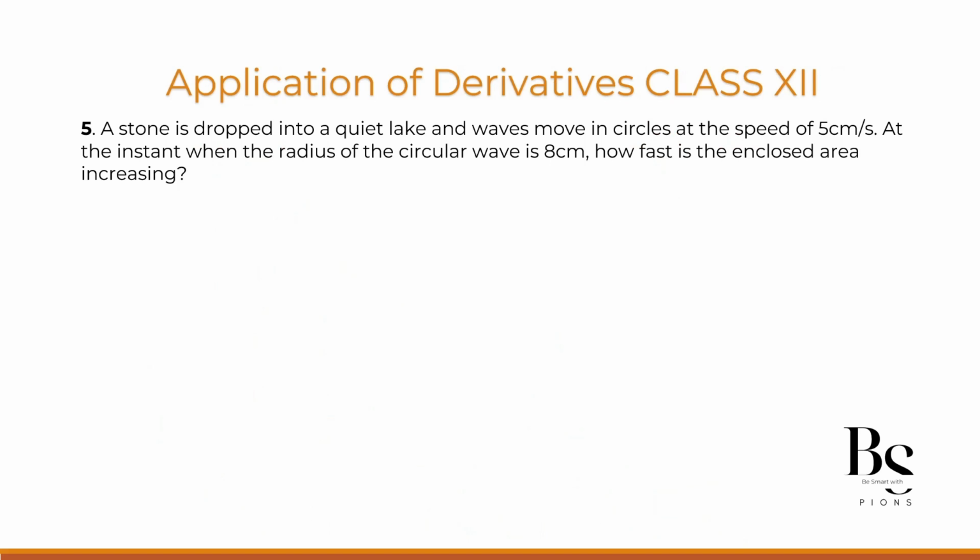Our next question says a stone is dropped into a quiet lake and waves move in circles at the speed of 5 centimeter per second. So the speed here, let me write it as s, is 5 centimeter per second. At the instant when the radius of the circular wave is 8 centimeters, so r is 8 centimeter, how fast is the enclosed area increasing? dA by dt you have to find.